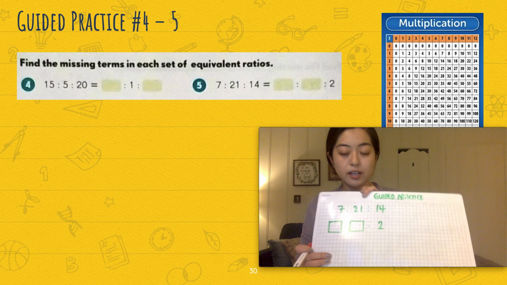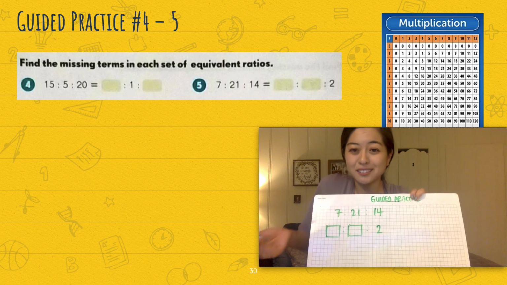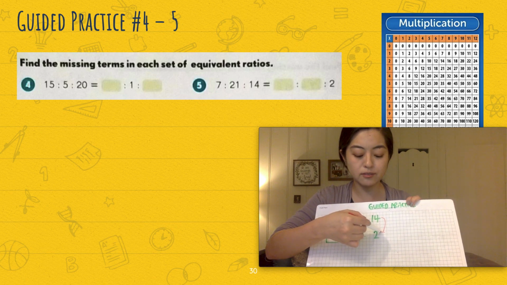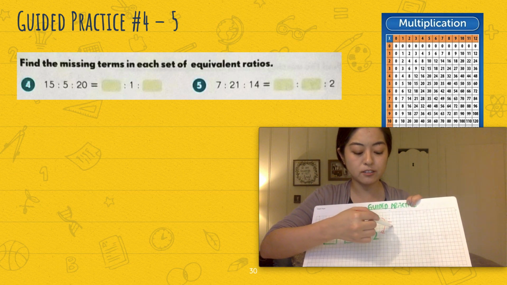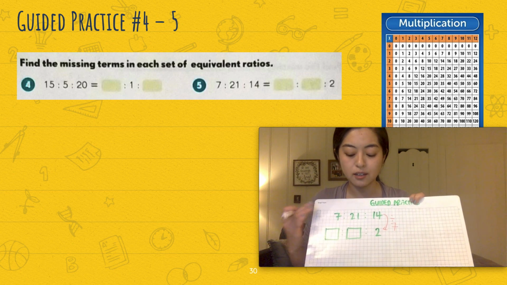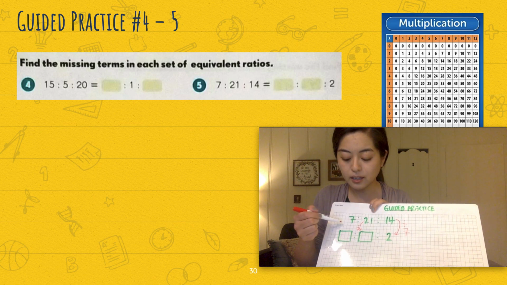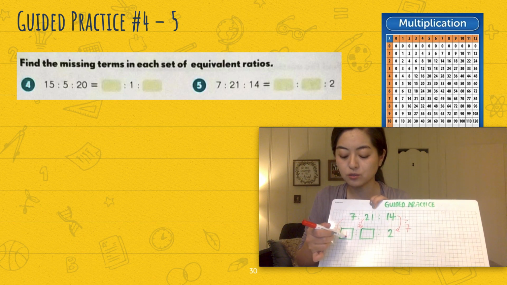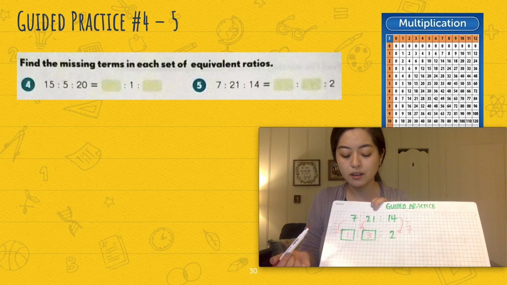Alright, so it looks like in here, hey, my third terms, they give me both values for the third term. Sweet. So I see from 14 to 2, it gets smaller, so I have to divide. What do I divide 14 by to get 2? I have to divide it by 7. 14 divided by 7 is 2, because 2 times 7 is 14. So I have to divide this term by 7, and also this term by 7. 7 divided by 7 is 1. 21 divided by 7 is 3. So these are my missing values.